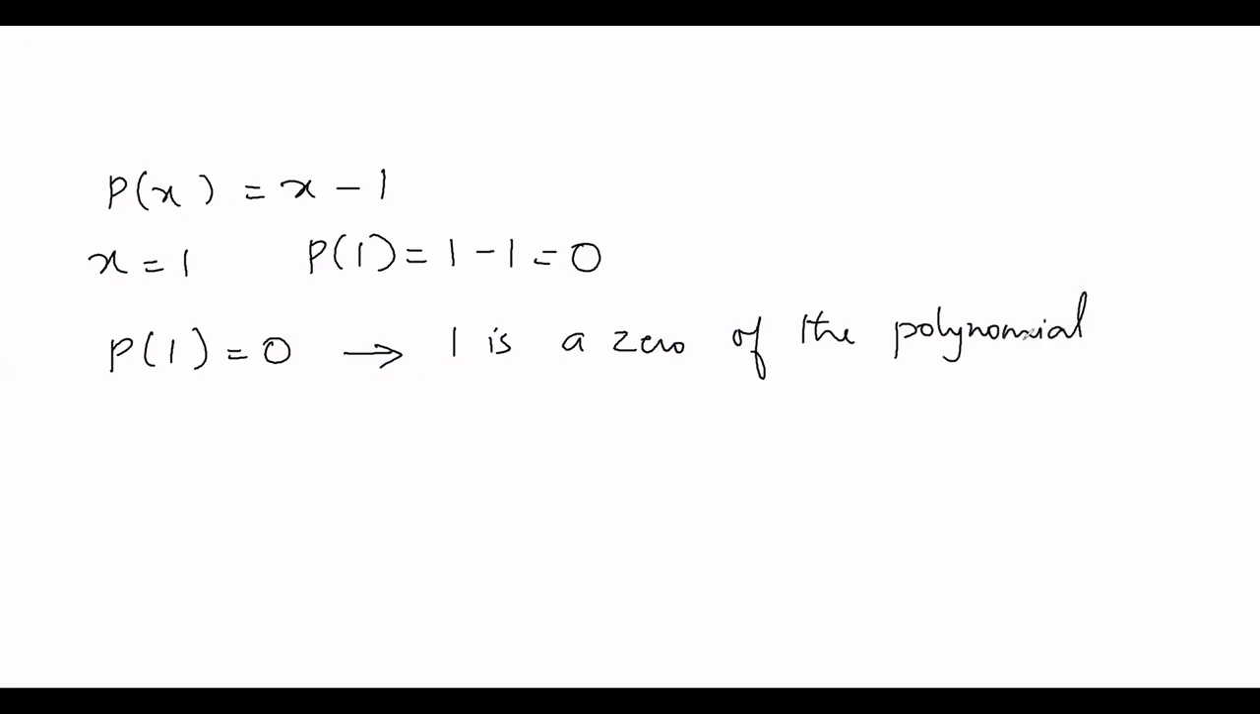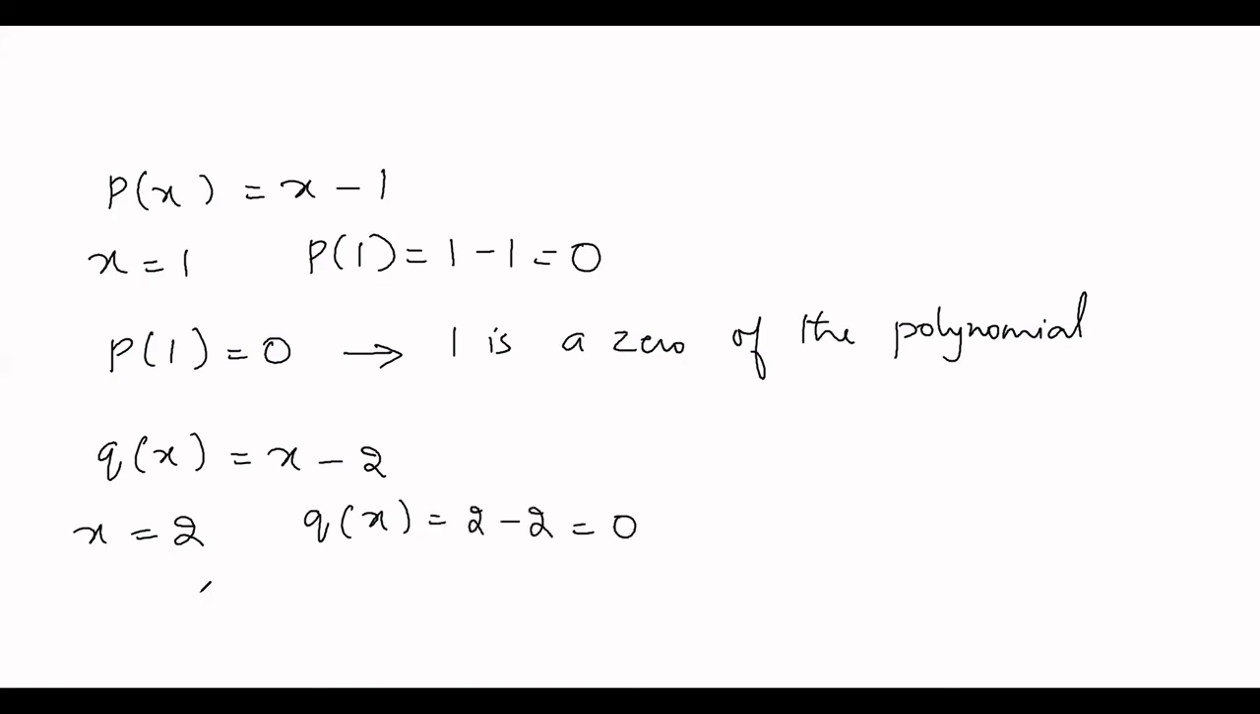Similarly, let's consider, say, q of x is equal to x minus 2. If I put x is equal to 2, I get q of 2 is equal to 2 minus 2, which is equal to 0. So q of 2 is equal to 0, which implies 2 is a 0 of the polynomial q of x.